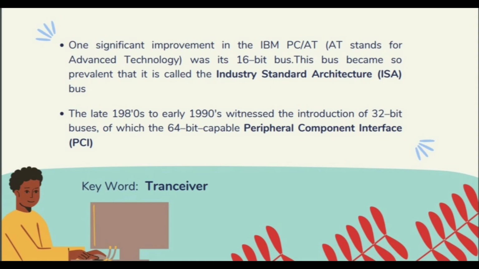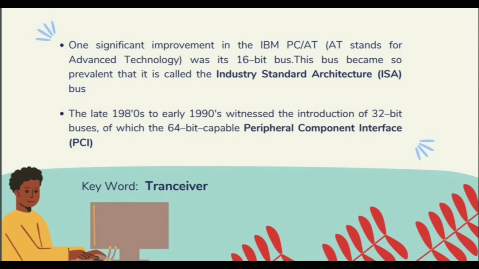The late 1980s to early 1990s witnessed the introduction of 32-bit buses, of which the 64-bit capable Peripheral Component Interconnect, or PCI, is the fastest and most popular in use today. Each of these bus types is explained later in the section titled PC Buses, to be discussed by Mr. Janelle Wabe. The next keyword is transceiver.